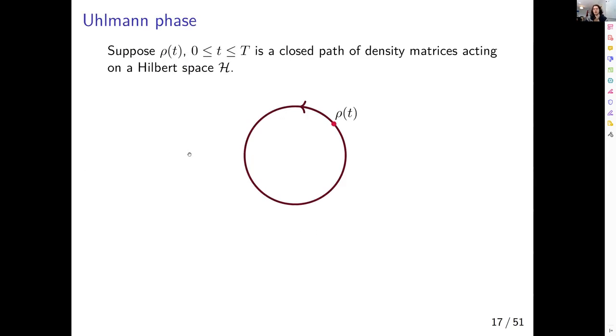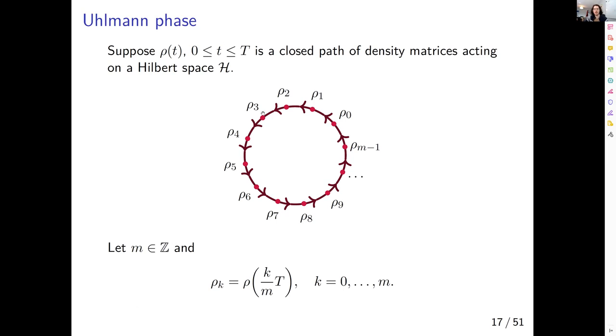So before we had a curve of pure states, now we have a curve of mixed states, so a curve of density matrices. And I'll assume it's closed. And there's a parameter along that curve, but the Uhlmann phase is going to be parameterization invariant again. So first, let's pick a large number of points along this curve, evenly distributed, so that this gives us a sequence of density matrices, rho k.